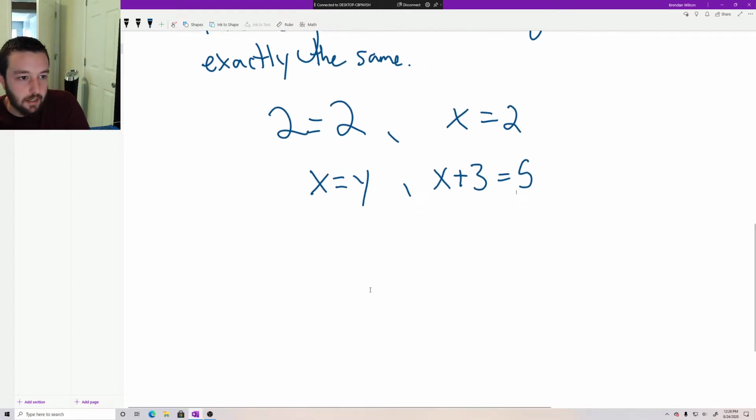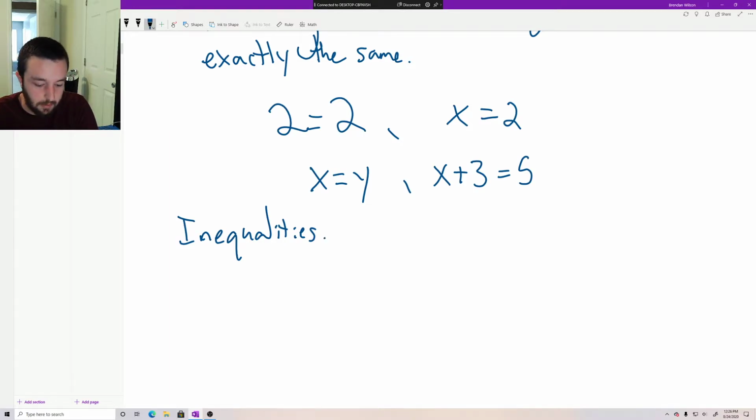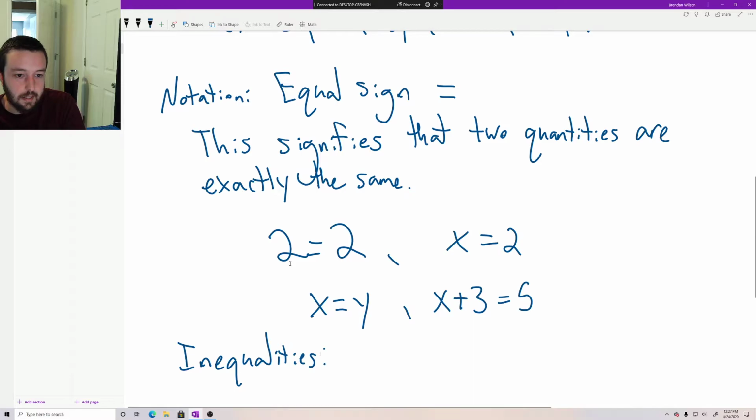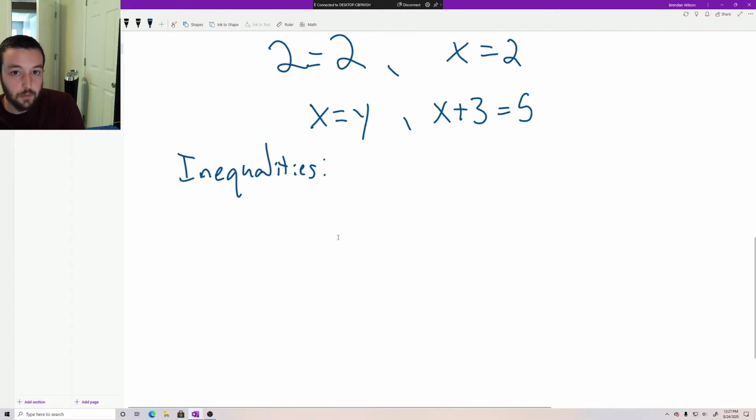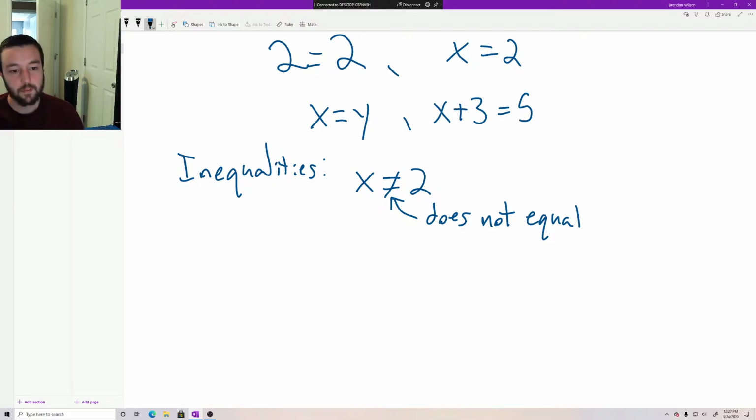So there's some other things called inequalities. We're not going to look at these too much, but they're definitely worth mentioning because they'll definitely make appearances. The equal sign relates to things and says that they are equal. Inequalities relate things without saying that they're equal. So this could be as simple as x does not equal 2. So this sign right here means does not equal. So we don't know what x is, but we know that it's not 2.